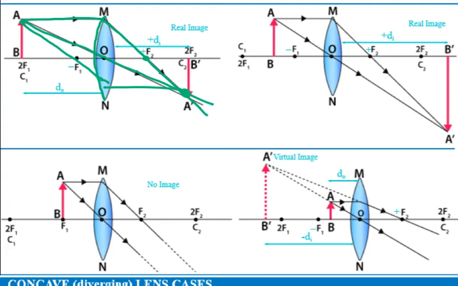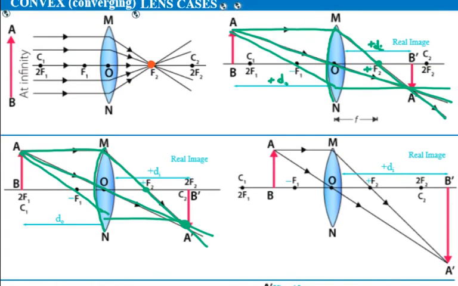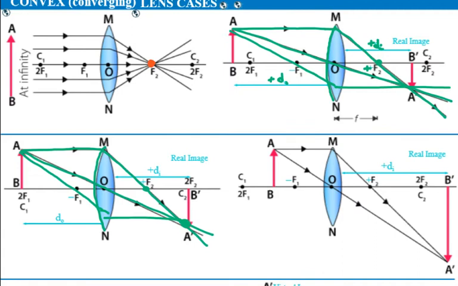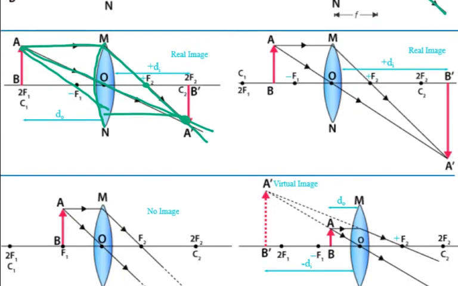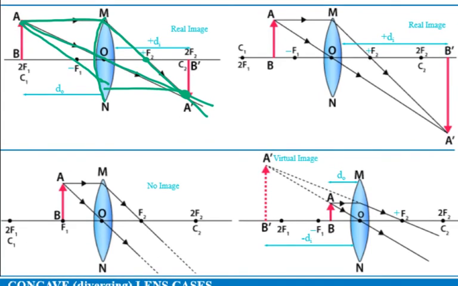You again see that in the previous image, your image was smaller than the object. In this case, you have an image the same size as the object, and it also meets at twice the distance of the focal length. Your focal length is positive, the distance of the image and the object is positive, and the image is real because the rays meet on the other side.